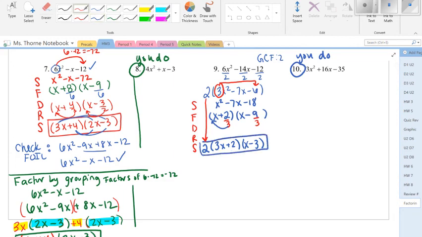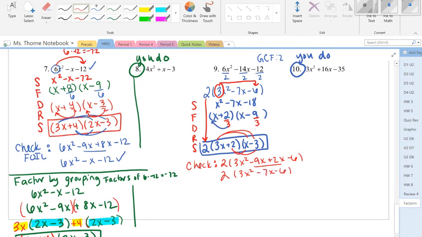And we can check our work by FOILing. So if we FOIL this out, 3x times x gives us 3x squared. 3 times negative 3 is minus 9x. And then inside terms, we get plus 2x, and 2 times negative 3 is minus 6. These are like terms, so we can combine those. So 2 times 3x squared minus 7x minus 6.